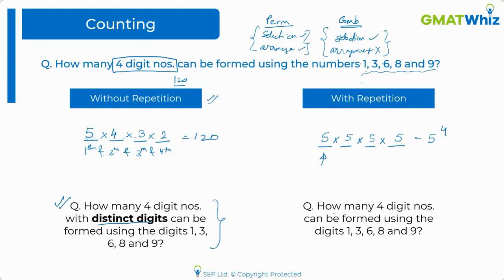But if nothing is given, if the question simply says how many 4-digit numbers can be formed using the digits 1, 3, 6, 8, 9, then you can say that in this case, since no restriction is given, that means I can use the digits as many times as I want, and hence in this case, I would use repetition to solve the question.